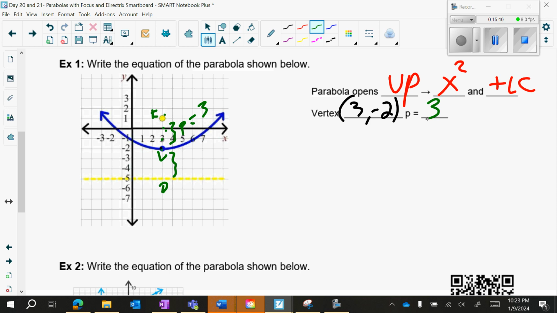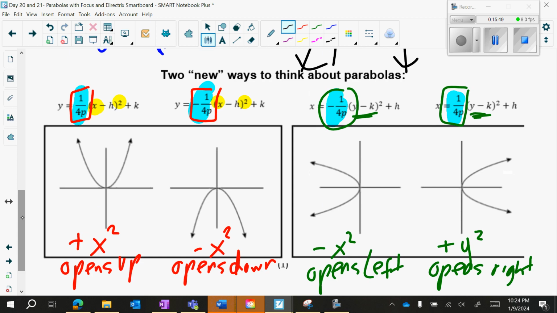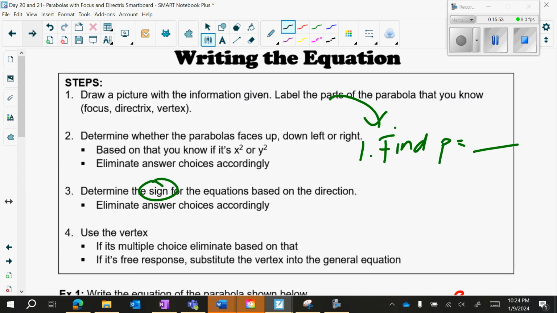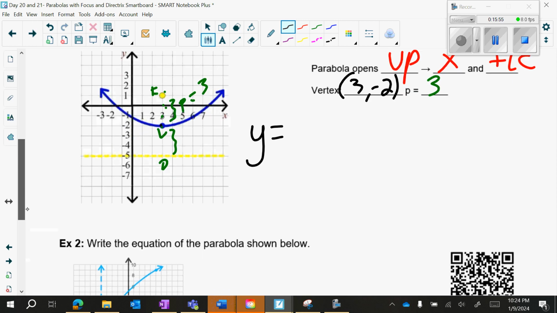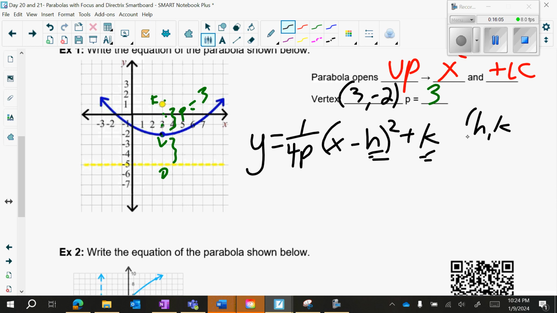Now we're going to write our equation. So if you go back to the previous, here, the bottom of this page, it says y equals 1 over 4p times x minus h squared plus k. Okay? All right. It might be hard at first, but you'll get the hang of it. 1 over 4p x minus h squared plus k, where the h and the k are the vertex. Okay? So think about your transformations.